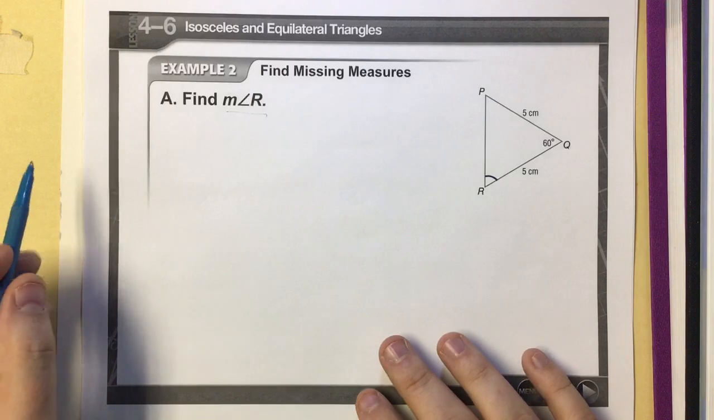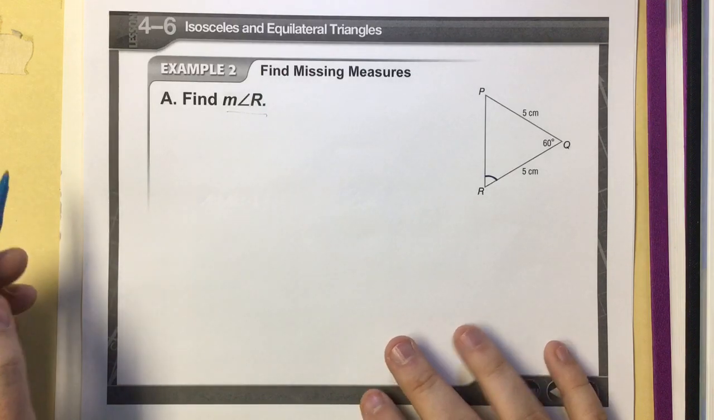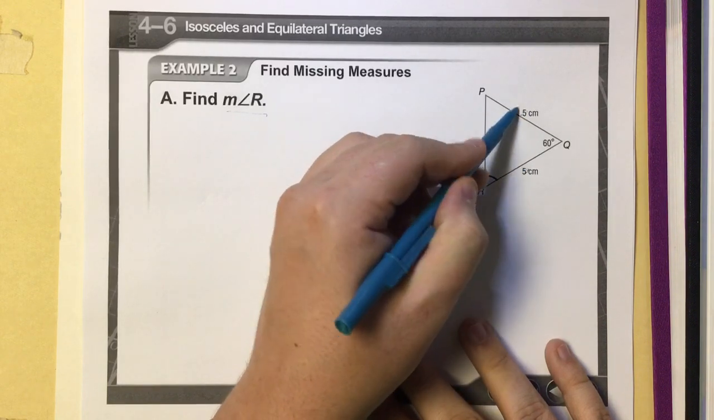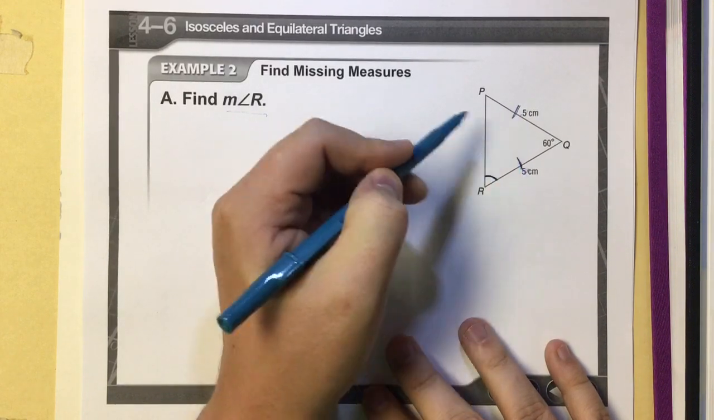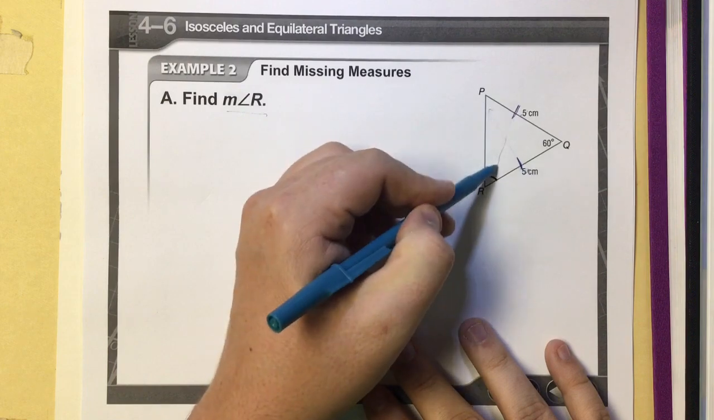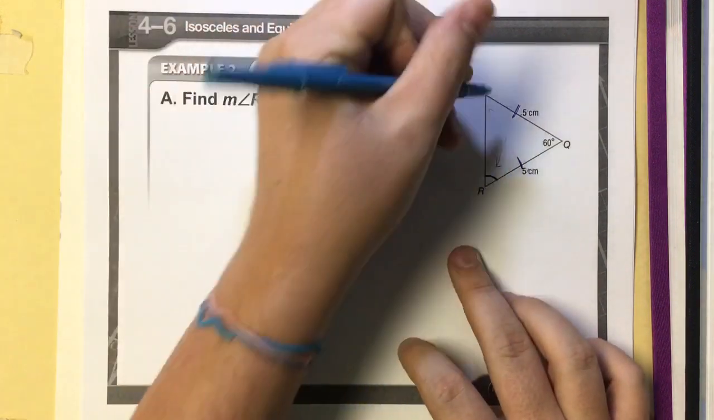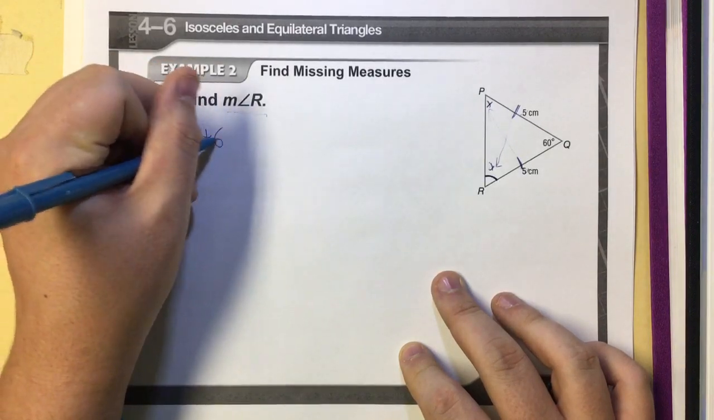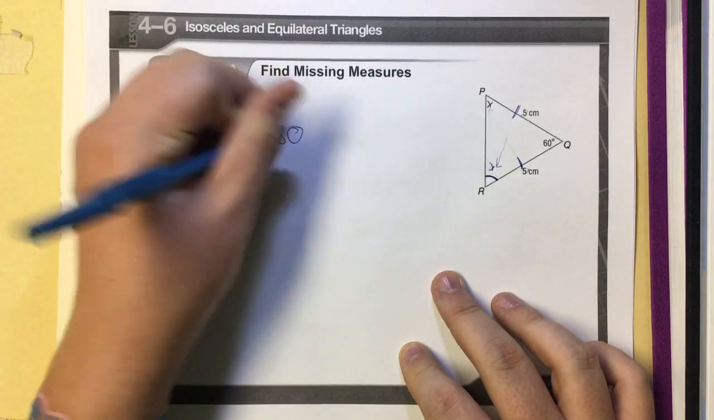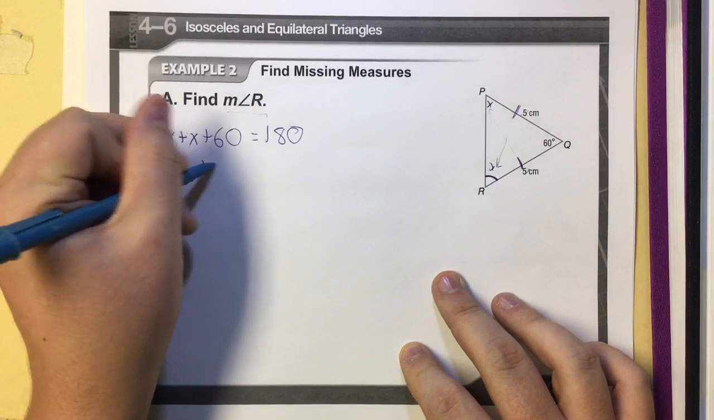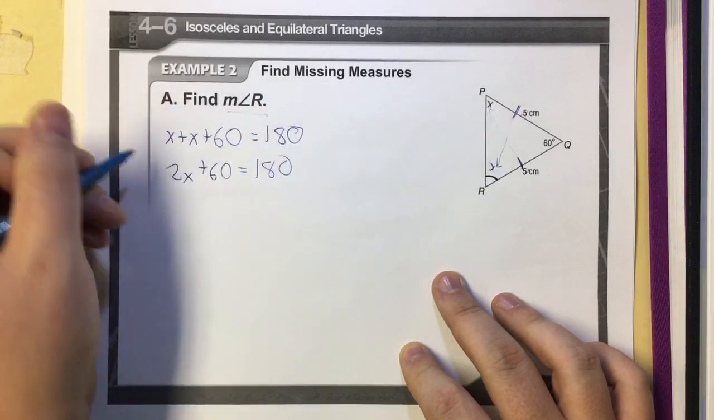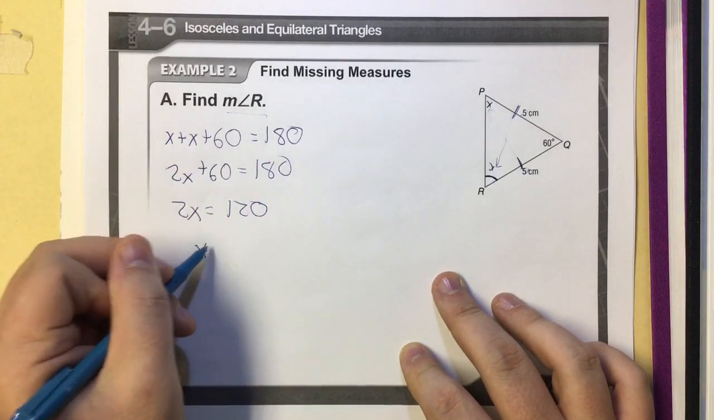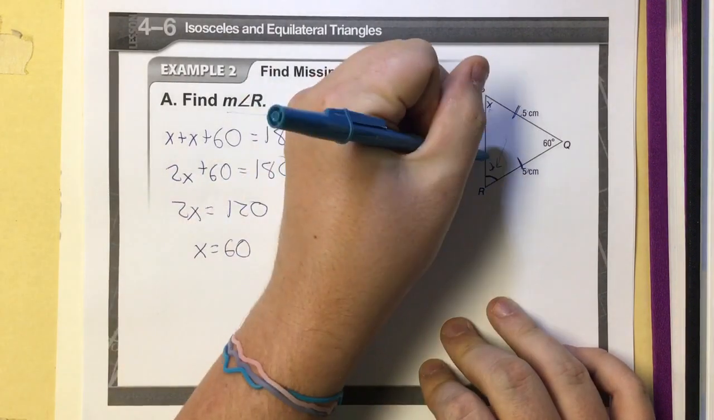Okay, well, from what we knew about our equilateral triangles, since these two sides are the same length, 5 and 5, that means by definition they are congruent. So this angle and this angle are congruent. So I can call them x and x. So I have x plus x plus 60 is equal to 180. 2x plus 60 equals 180. 2x equals 120 by subtracting. Divide by 2, and I have x equals 60.